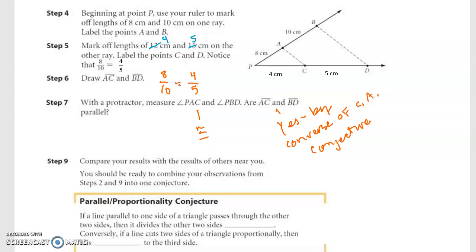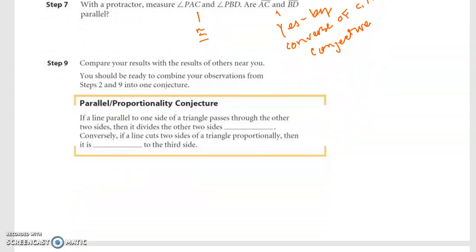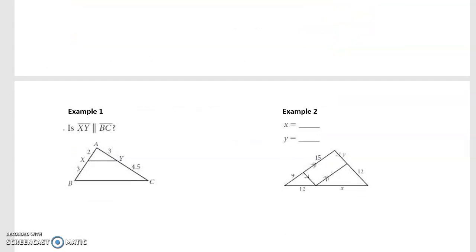This means that if a line parallel to one side of a triangle passes through the other two sides, then it divides the other two sides proportionally. Conversely, if a line cuts two sides of a triangle proportionally, then it is parallel to the third side. Let's take a look at some examples of this.